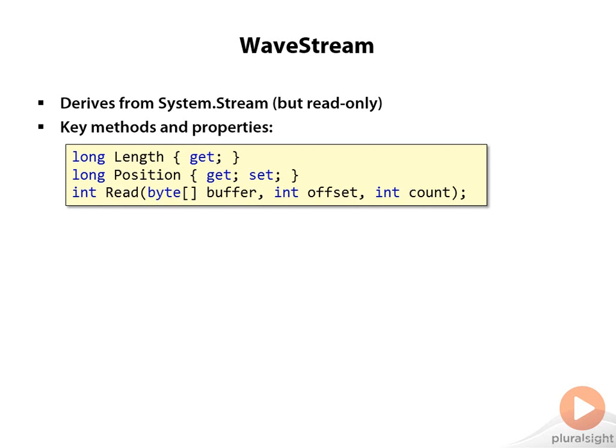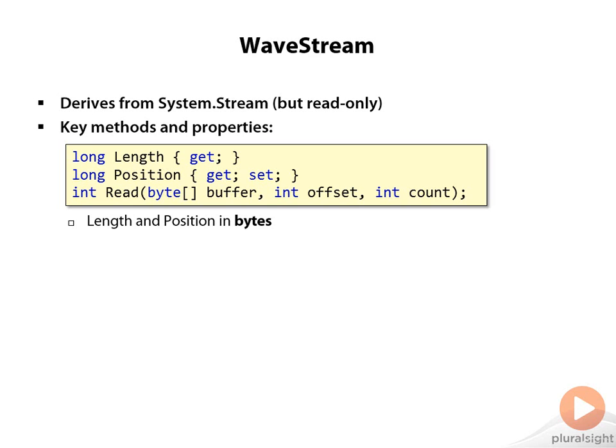Because they inherit from System.IO.Stream, they bring along several methods and properties that are part of Stream. The most important of these are the Length and Position getters and setters, and the Read method. The Length getter tells us the number of bytes of audio contained in this audio stream, and the Position property tells us where we're up to in this stream, also in bytes, and allows us to set our position in bytes.